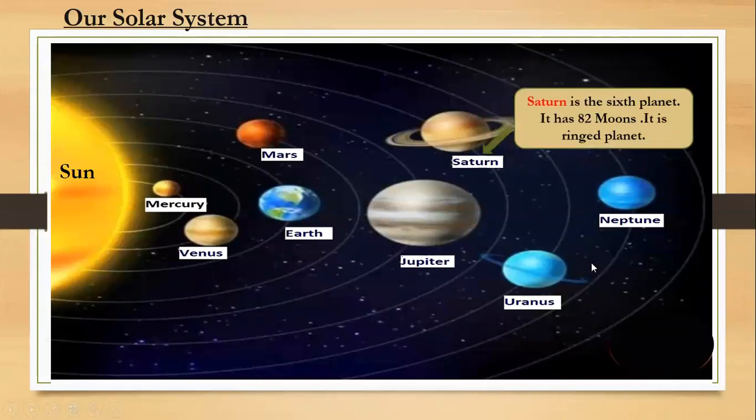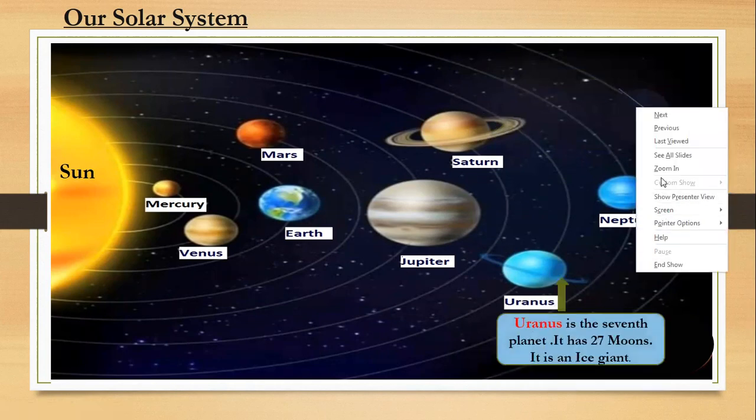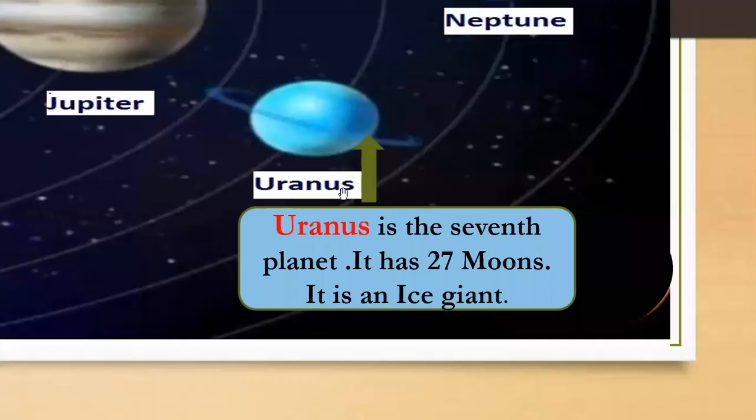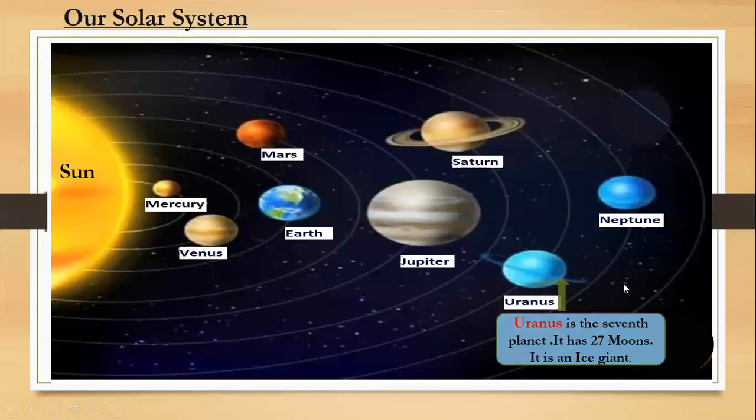Now we have Uranus. Uranus is the seventh planet. It has 27 moons. It is an ice giant. Giant means huge. Ice, so it is an ice giant. This is Uranus.